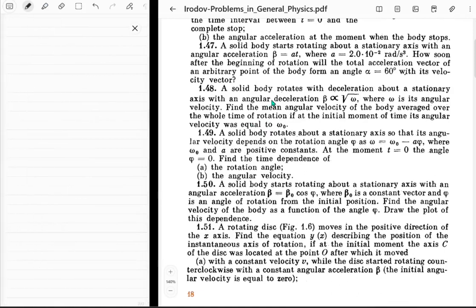Next. A solid body rotates with deceleration about a stationary axis with an angular deceleration beta proportional to the square root of omega, where omega is angular velocity. Find the mean angular velocity of the body averaged over the whole time of the rotation.